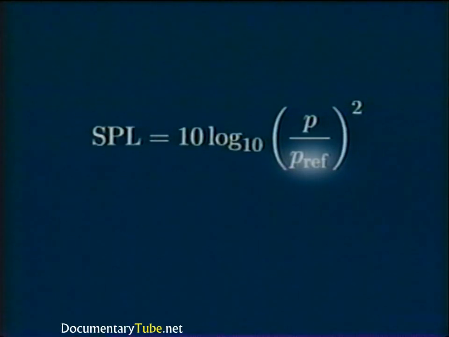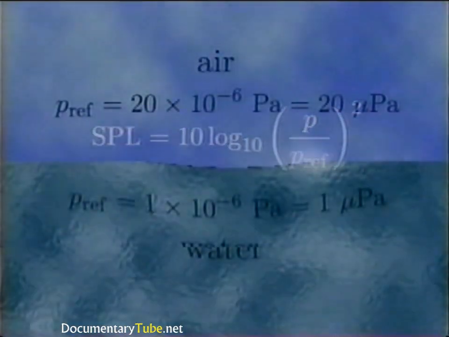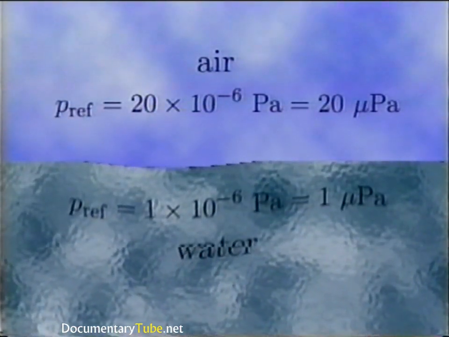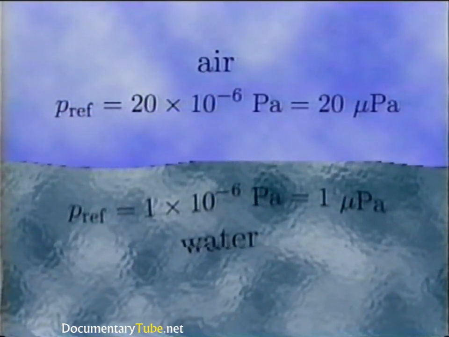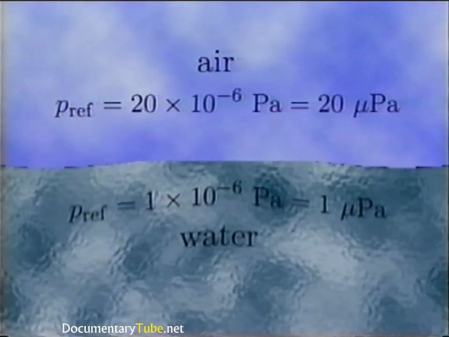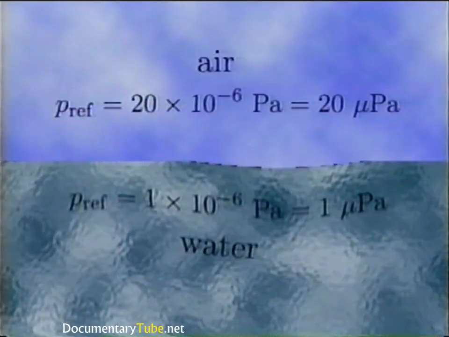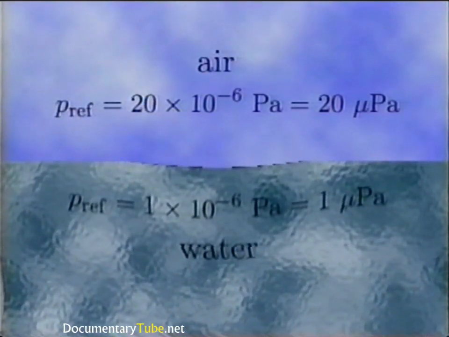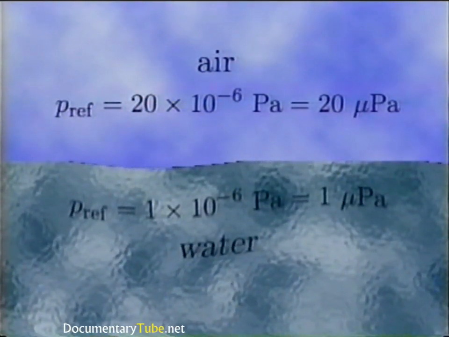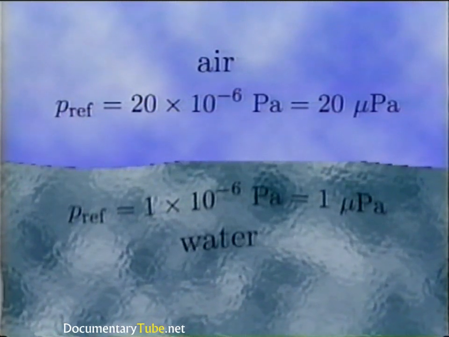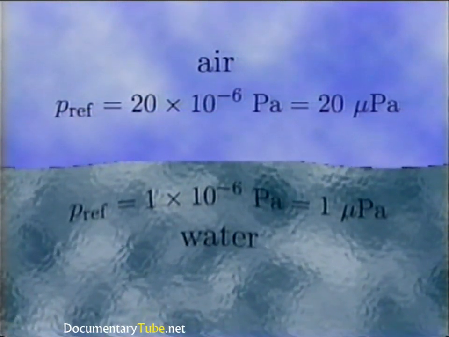In water, P ref equals 1 times 10 to the negative 6 pascals, which equals 1 micropascal. In air, P ref equals 20 micropascals. This is the pressure value which represents the threshold of unimpaired human hearing for a 1 kilohertz tone. In other words, the quietest audible sound at that frequency.